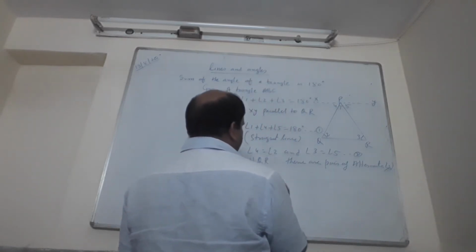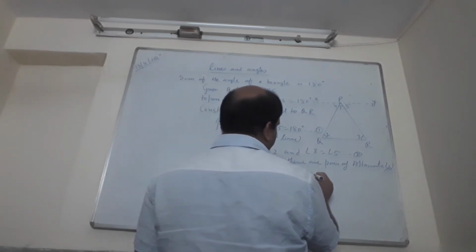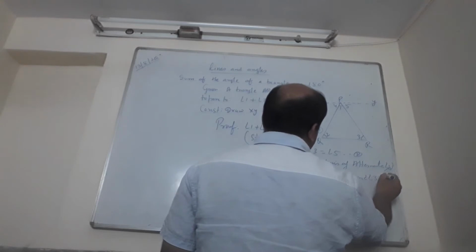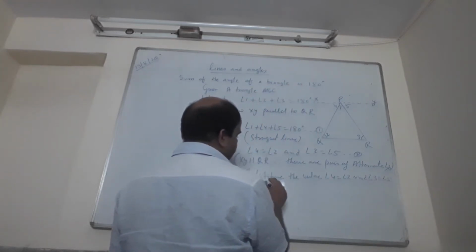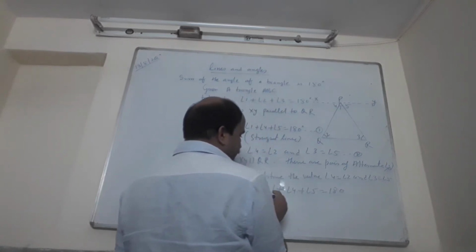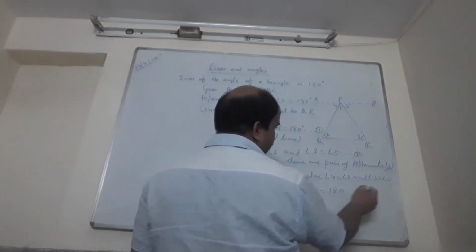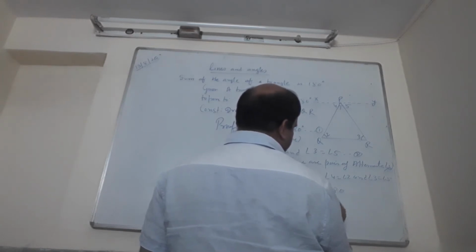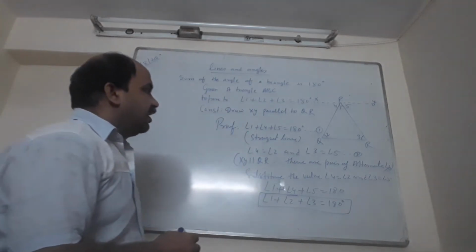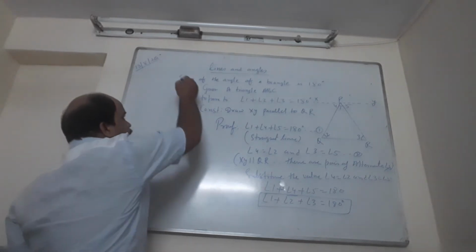So from first and second, substitute the value of angle 4 equal to angle 2 and angle 3 equal to angle 5. Then we have angle 1 plus angle 4 plus angle 5 equal to 180 degrees. But when we substitute, in place of angle 4 we can write angle 2, and in place of angle 5 we can write angle 3, equal to 180 degrees. So we can prove it by using the parallel line concept. The sum of the angles of a triangle is 180 degrees.